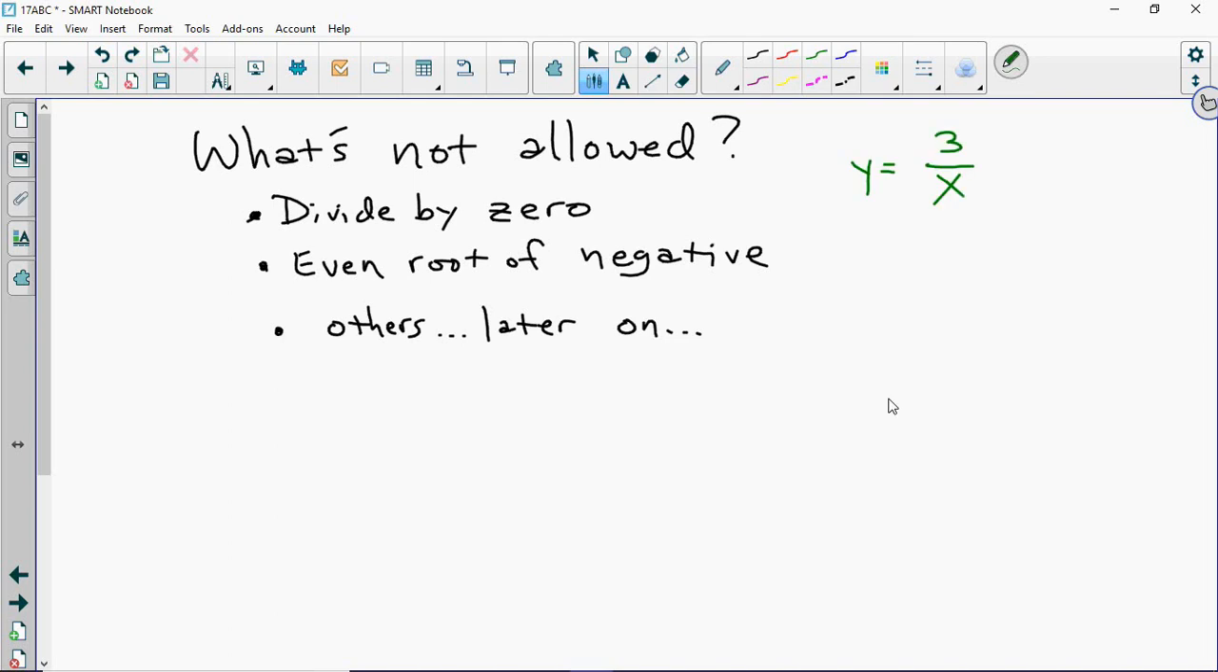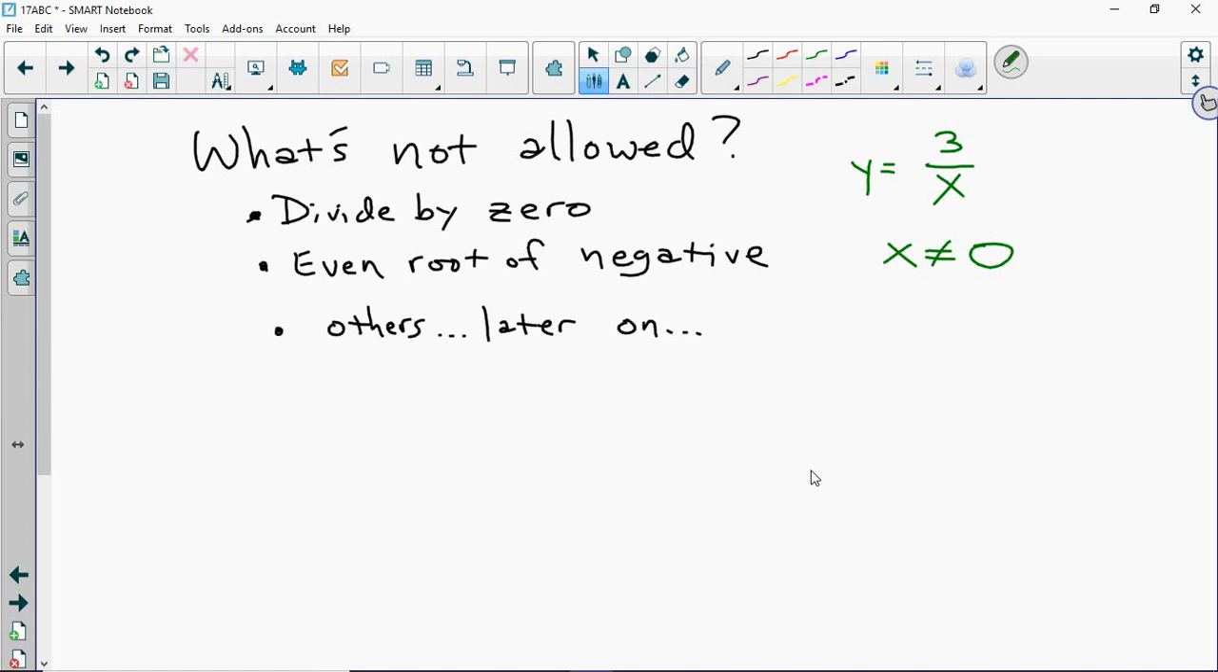Here's one we just saw a few moments ago, y equals 3 over x. What's not allowed? Well, we're not allowed to divide by 0, so that tells me that the domain must be x not equal to 0. The range is a little bit more challenging, and we're going to study this more later on in the chapter, but I'll give you the basic idea of it right now.